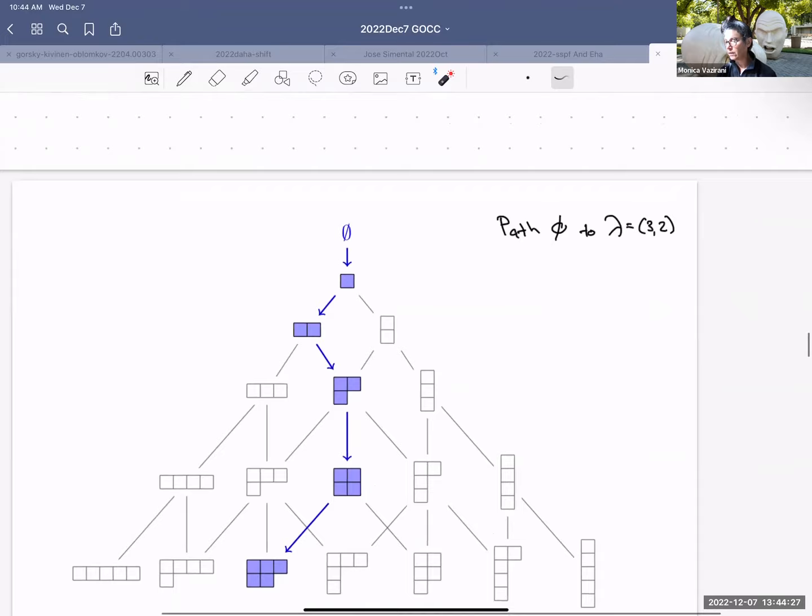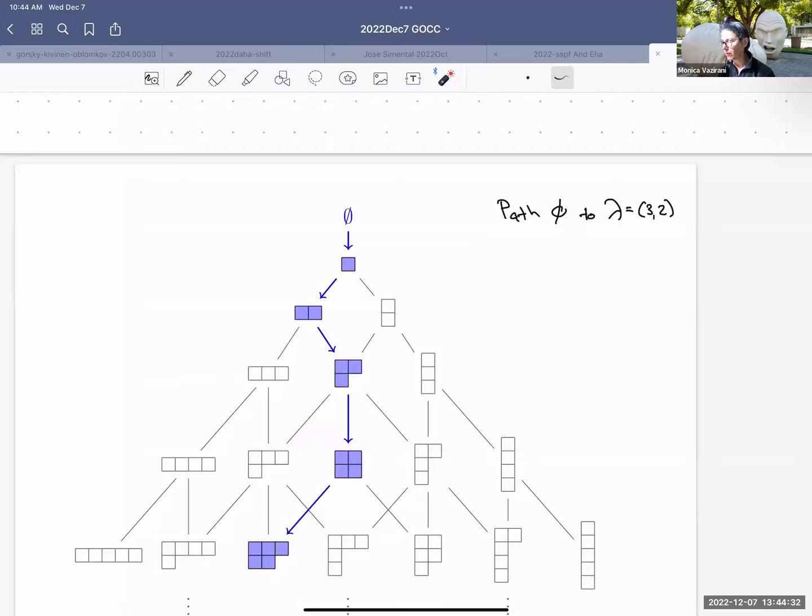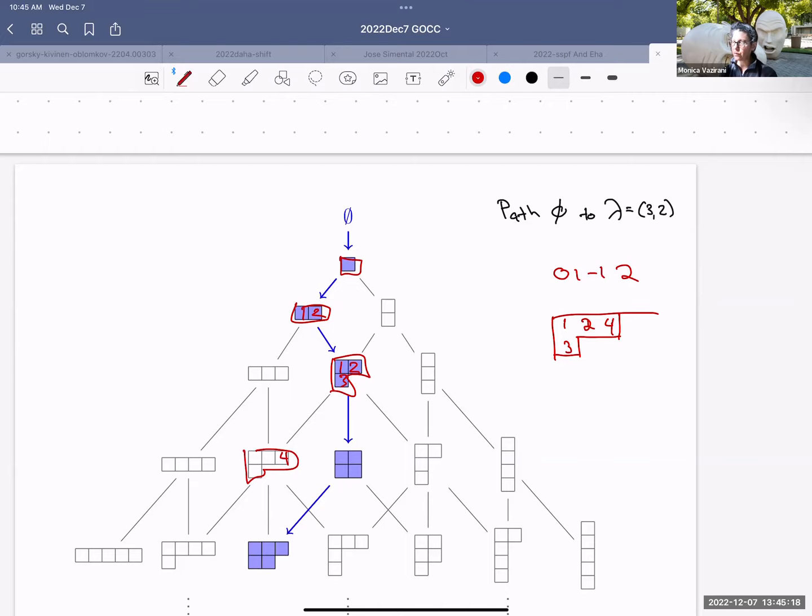Let me go back and make it relevant to what we were just doing. So we had a weight like 0, 1, minus 1, 2, which, when we captured all those boxes, would correspond to 1, 2, 3, 4. But you can also think of it as saying I'm capturing this box, 1 and 2 are here, 1 and 2 and 3 are here, and then 1 and 2 and 3 and 4 are here. And so this picture of the weight, so let's see, this is a weight.